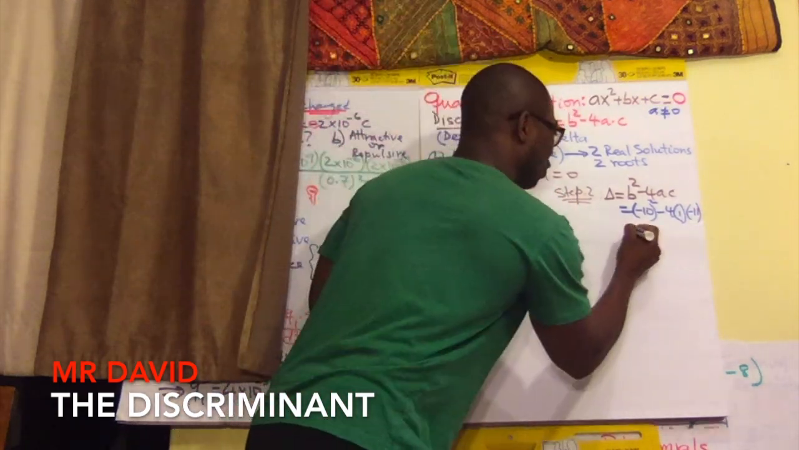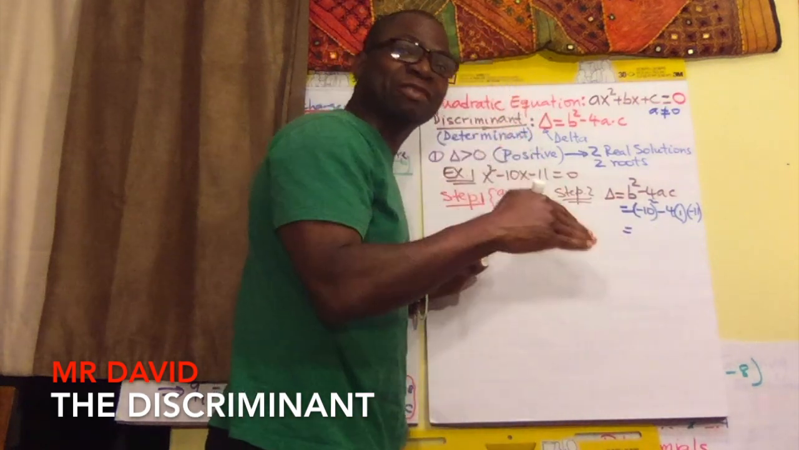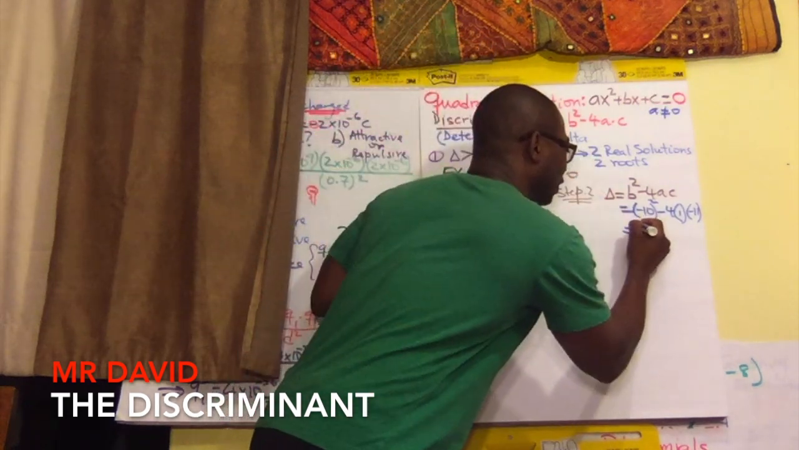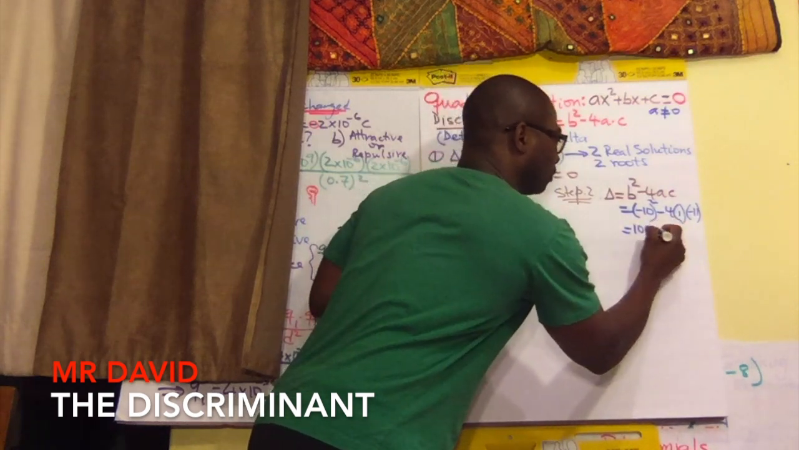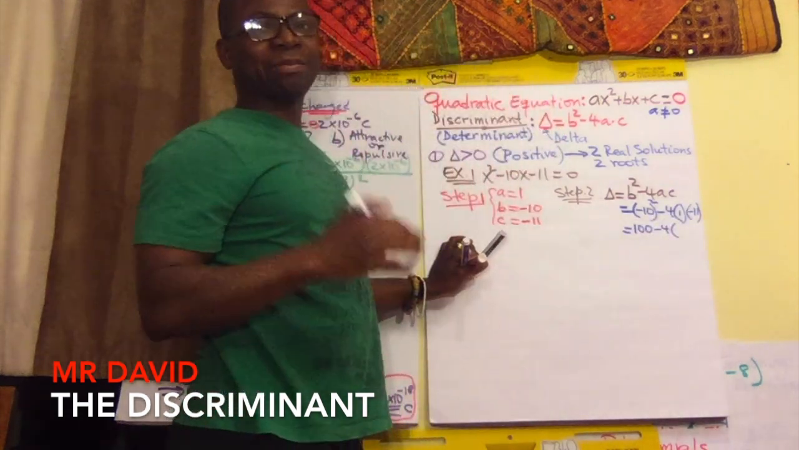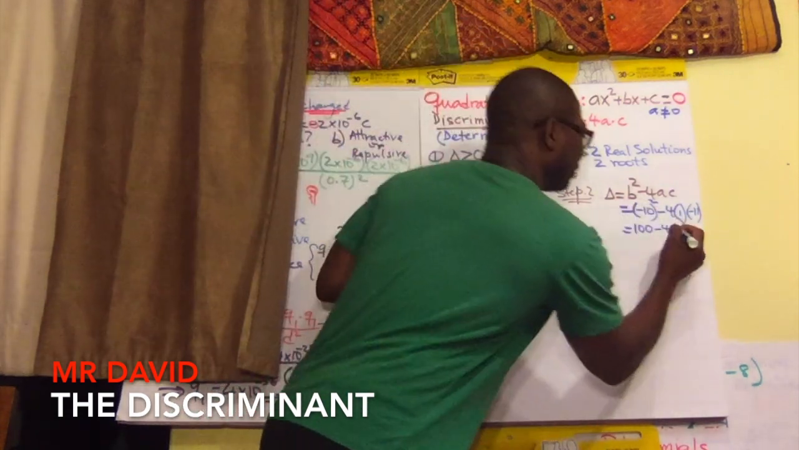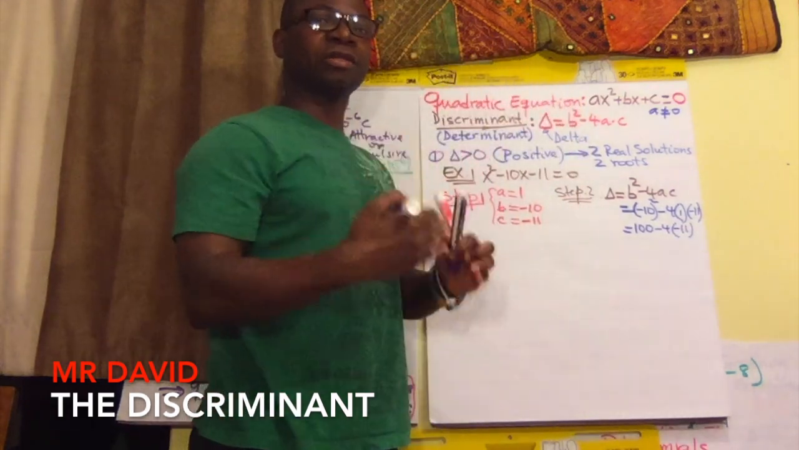So what is negative 10 squared? Negative 10 squared is negative 10 times negative 10, which is positive 100. Okay, negative 4, and what is 1 times negative 11? 1 times negative 11 is negative 11. I'm going slowly, guys, so you don't get lost.